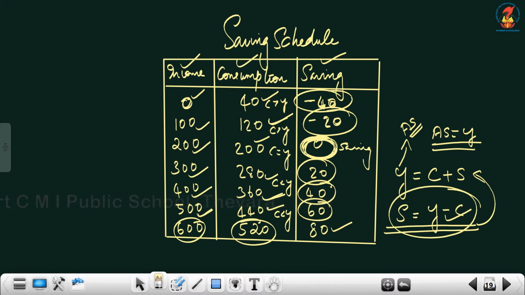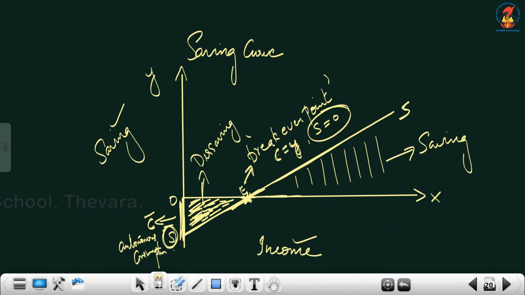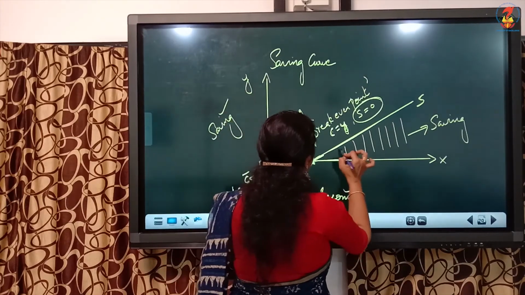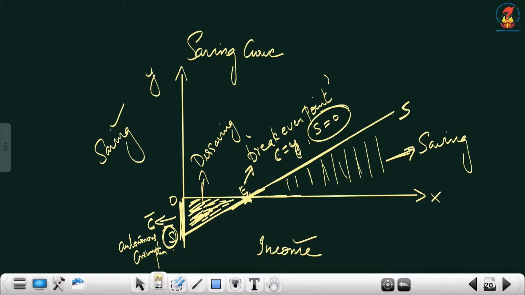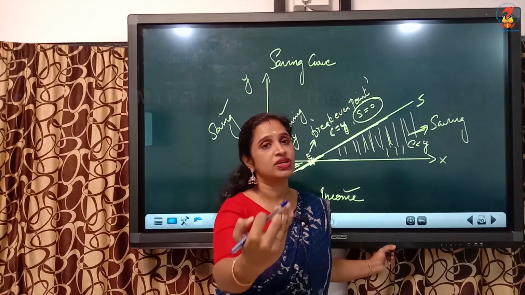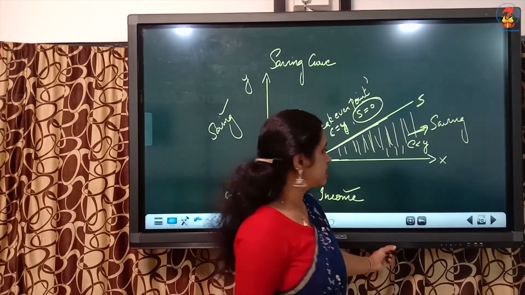Now, what happens after the 0 level of saving? There is a positive saving. Why is there a positive saving? Because the consumption is less than the income. Here we can find this area as saving, because the saving curve is here. Therefore, we can find this area as the saving, because here C is less than Y. But here C is greater than Y. So we have two areas: one to the left of the equilibrium point and the other to the right of the equilibrium point.